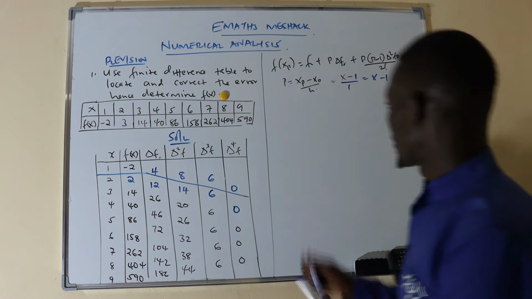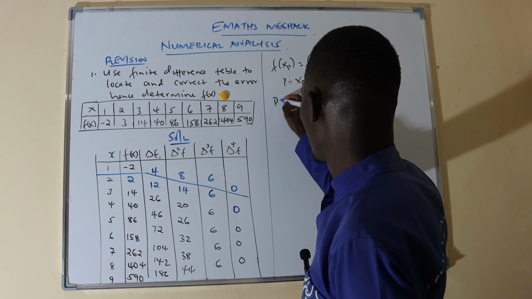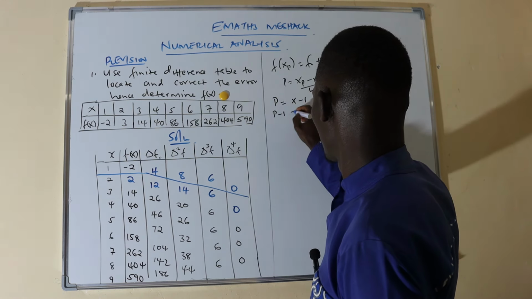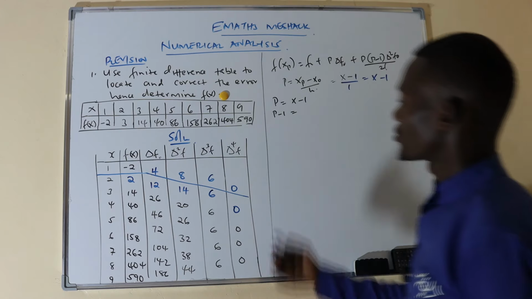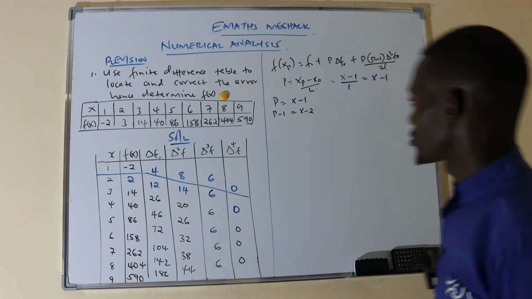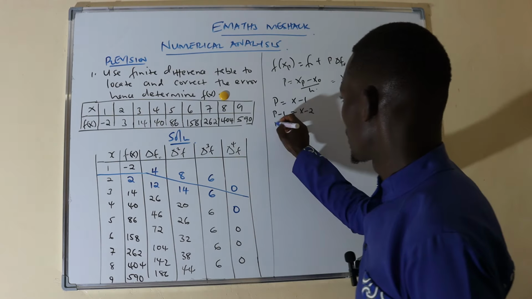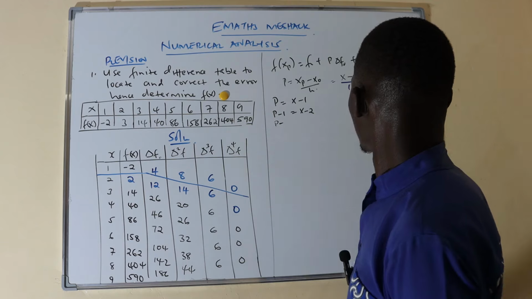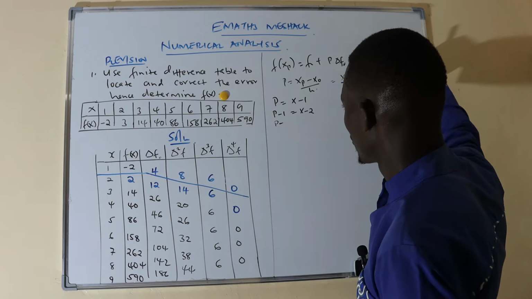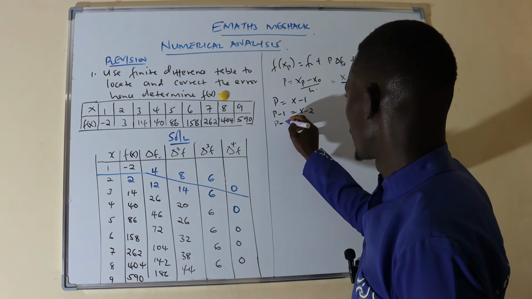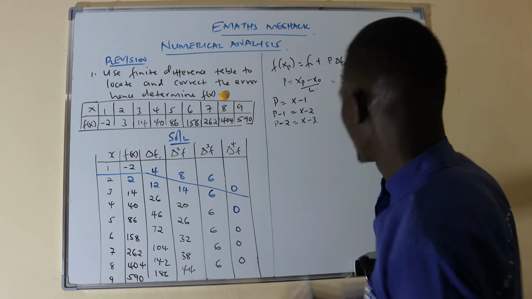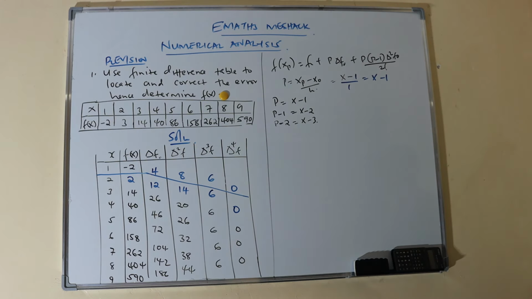Now we can get all the other values. P is x minus 1. Then p minus 1 is given by x minus 1 minus 1, which is x minus 2. Remember our values go up to the third difference, so we'll have to go up to the third. Therefore we shall have p minus 2, which is x minus 3. So those are the values of p.